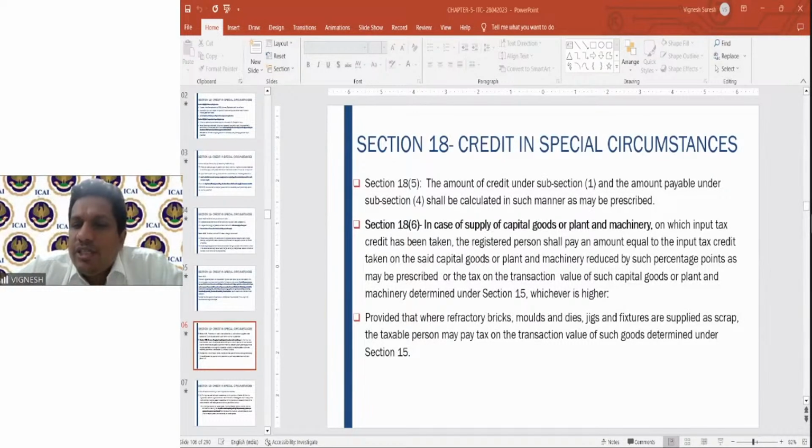After cancellation of GST registration, any ITC is there, we have to reverse it. Yes, we have to reverse it. That provision also we have covered. Whenever the GST registration is cancelled, any ITC in the credit ledger, you have to reverse it. I hope it is clear, everyone.